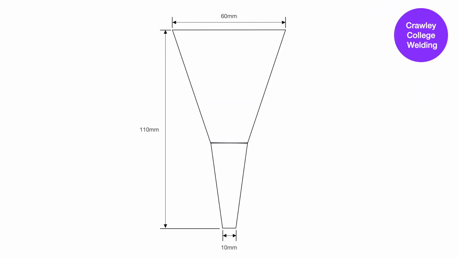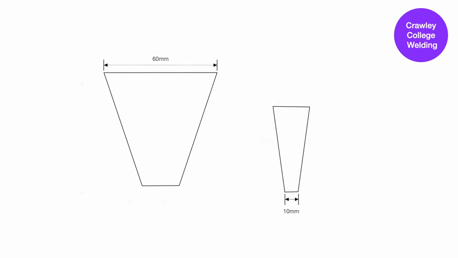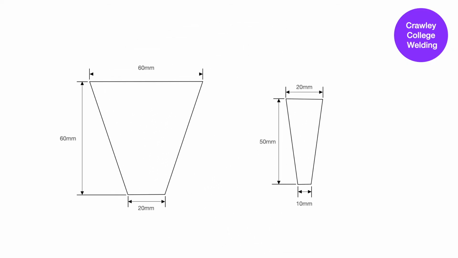The funnel we're going to be fabricating has a required height of 110 millimeters. It's going to be separated into two separate patterns. The top part of the funnel will have a 60 millimeter diameter and will be 60 millimeters high, tapering down to a 20 millimeter base. The spout will have a top diameter of 20 millimeters, be 50 millimeters high, and taper down to a diameter of 10 millimeters.